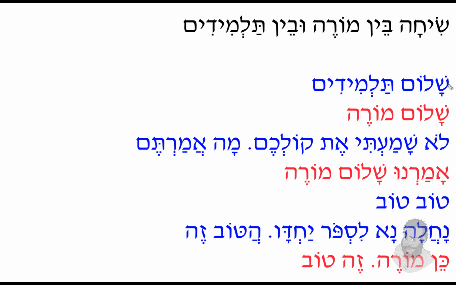So let's get started. Now in blue we have the teacher. In red we have the students. Okay? Shalom talmidim, the teacher says. Shalom morah, the students say. Now they say it unenthusiastically, without any type of vigor. Because of that response, the teacher then says, Lo shamati et kolchem. Ma amartem?